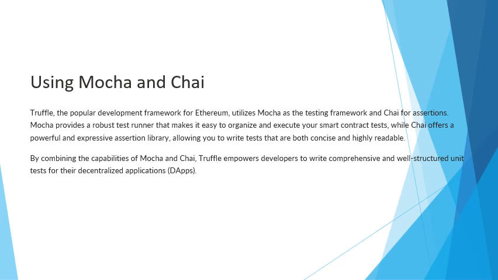Truffle uses Mocha and Chai libraries as the testing framework and assertions respectively. Mocha provides a robust test runner that makes it easy to organize and execute your smart contract tests, whereas Chai offers a powerful assertion library.